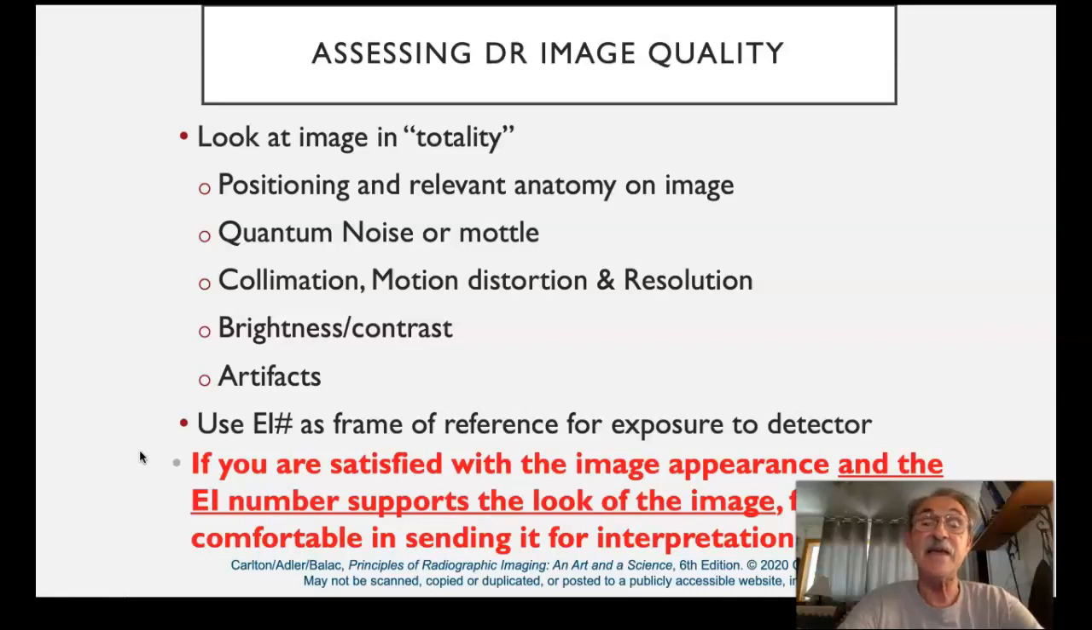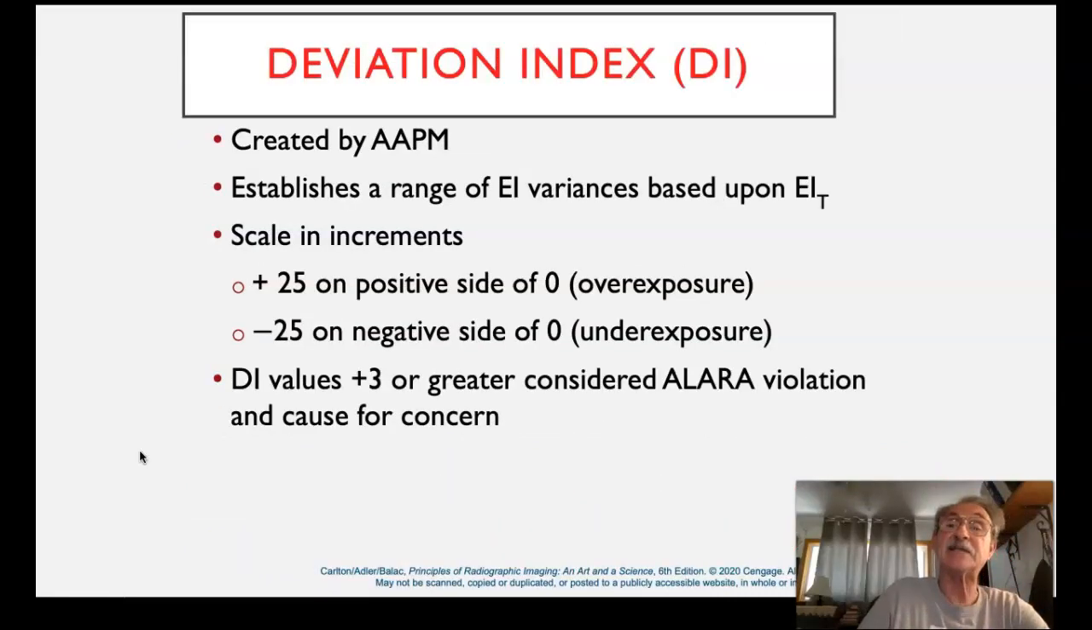I'm going to use the exposure index number as a frame of reference for the exposure to the detector. If you are satisfied with the image appearance based on the anatomy that you've demonstrated, and the exposure index number supports the look of the image, you are within tolerance, then you should feel comfortable in sending that image for interpretation. Send it to PACS. If your exposure index number is not within tolerance, well then perhaps the deviation index number can help you to determine what you need to do next.